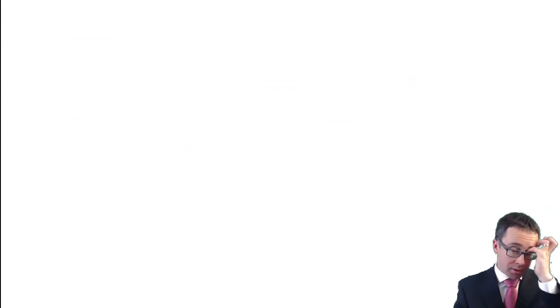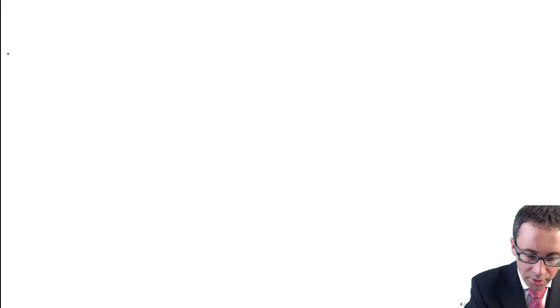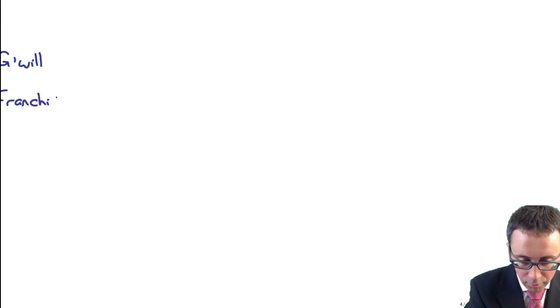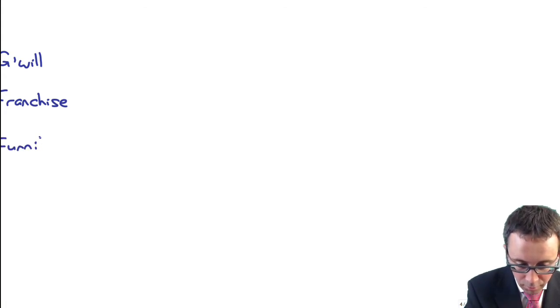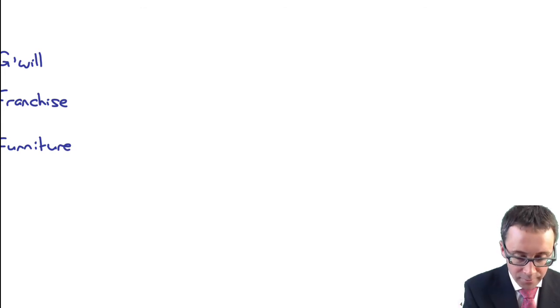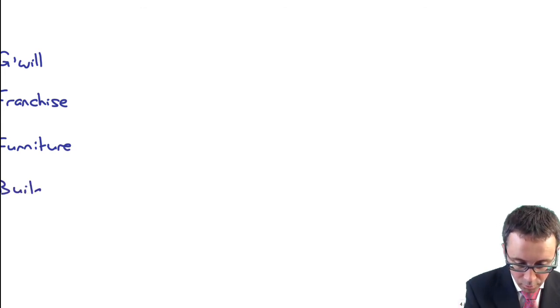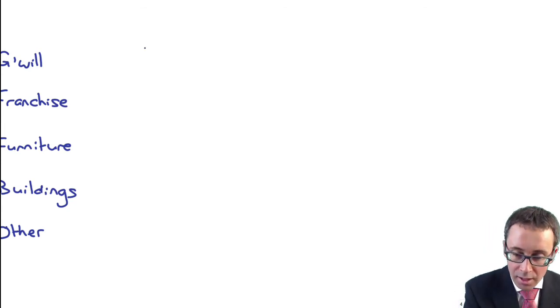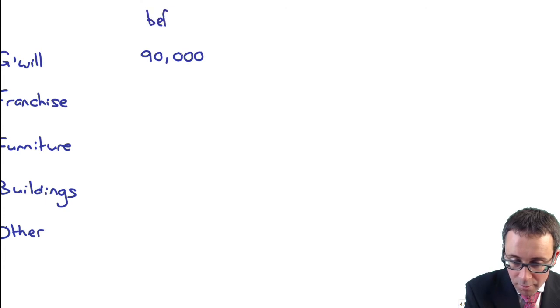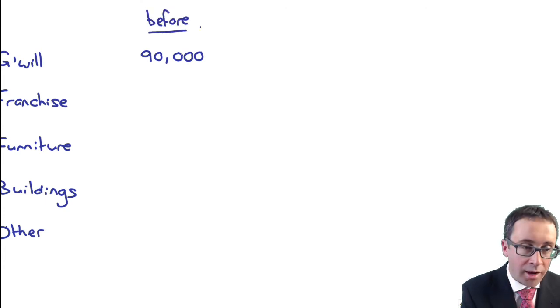The way in which I would do it is list out what's going on within the cash generating unit. So we've got the goodwill, the franchise, the furniture, the buildings, and other. The values that we have before any impairment are 90,000.